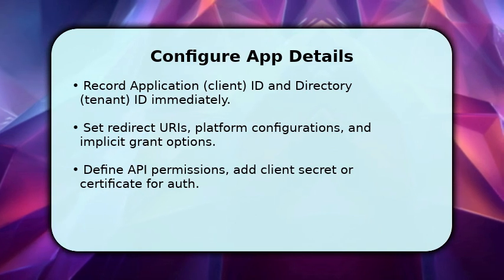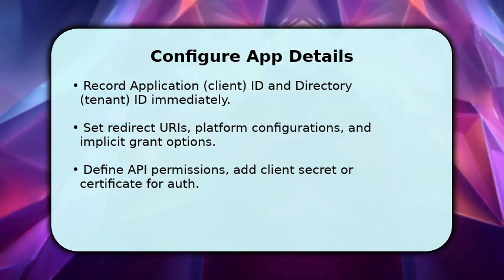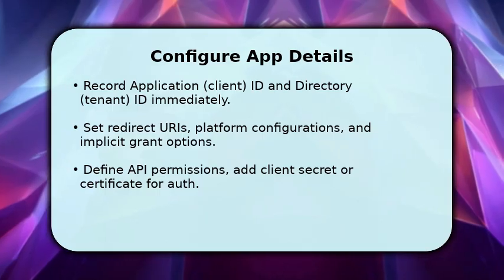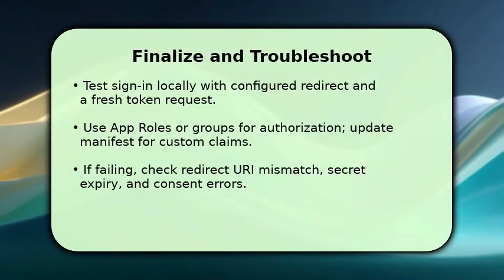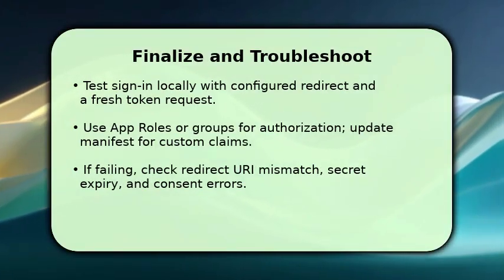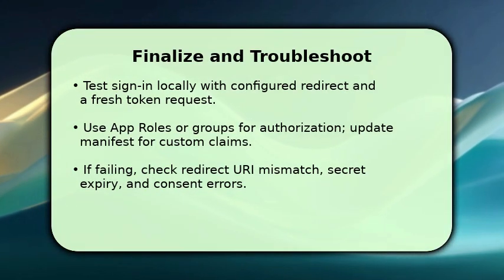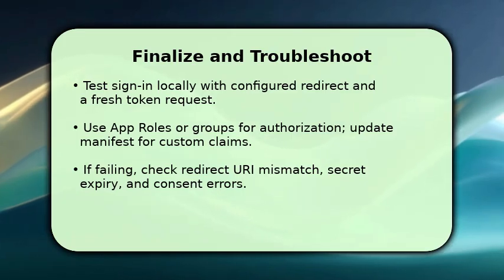Finally, in API permissions, add required scopes and grant admin consent if your app requires it. To finish, run an authentication test. Request an authorization code or token using the recorded ID and redirect URI, then exchange it for tokens.